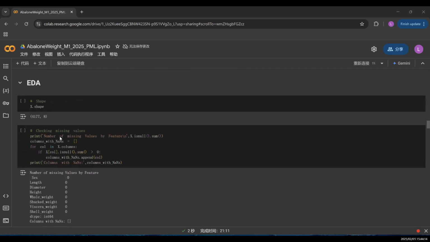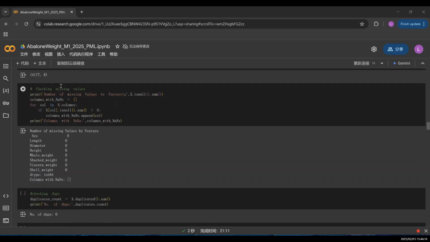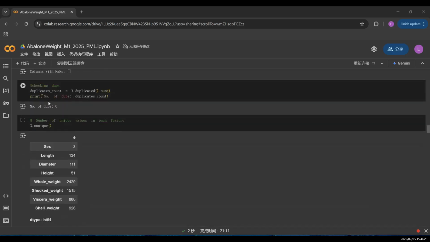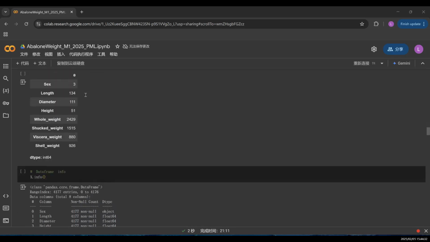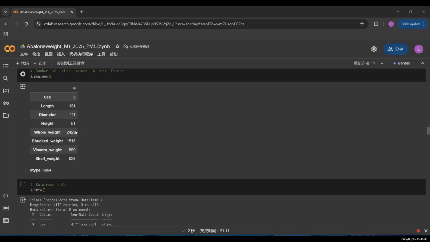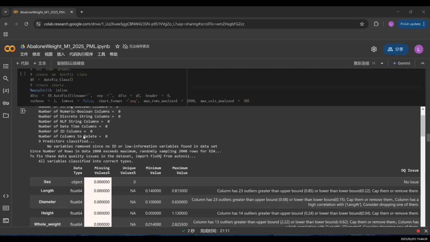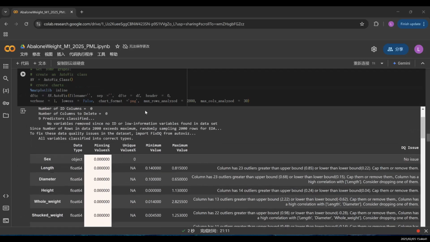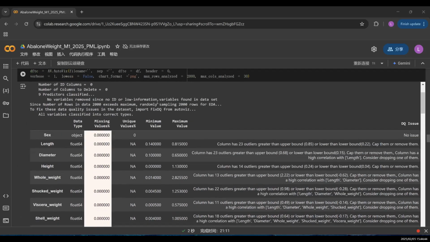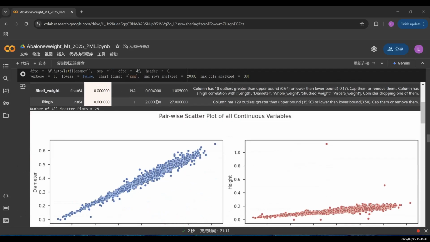So let's do the data cleaning now. We check the missing values, and there are no missing values in all the independent variables, and there are no duplicates. So that can help us to ensure the model's effectiveness, and all the unique numbers look normal. After that, we generated some graphs about the data, things like correlation and distribution.